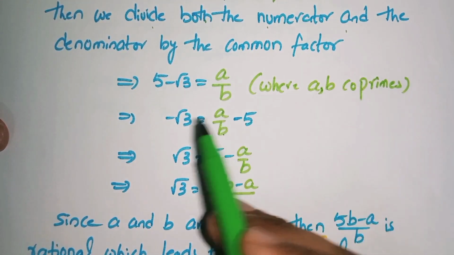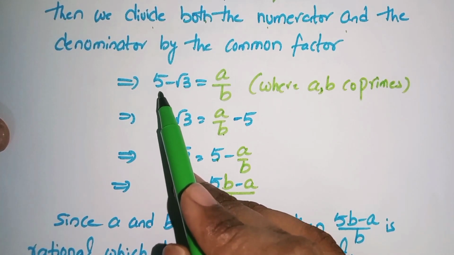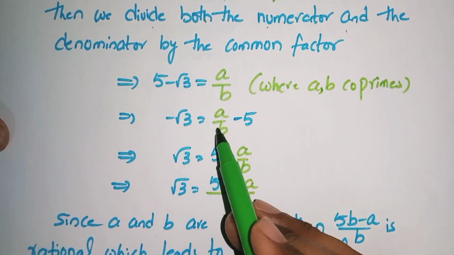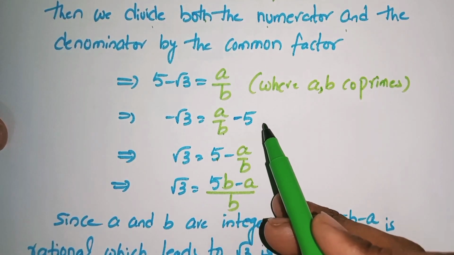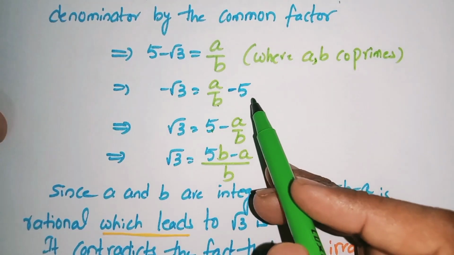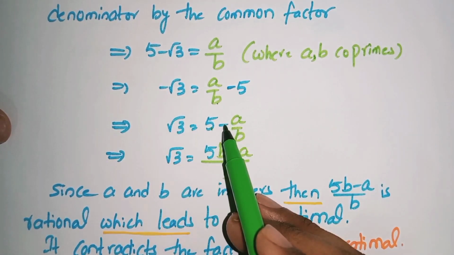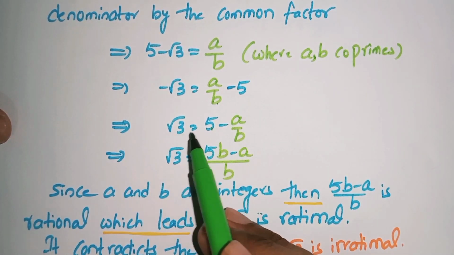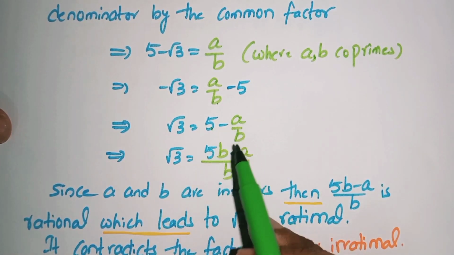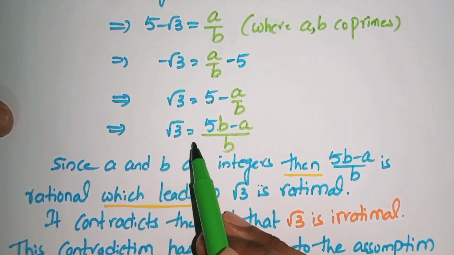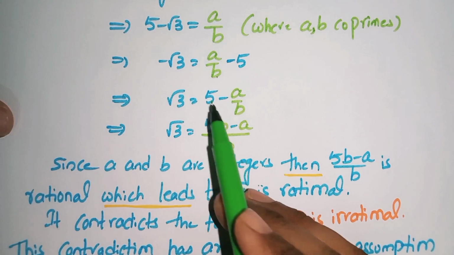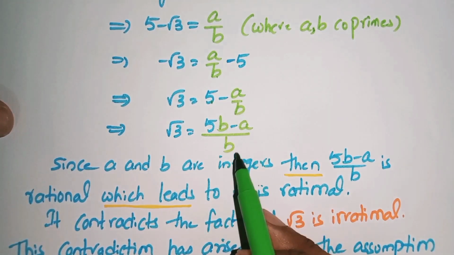Now transpose this 5 to the RHS, that is minus root 3 equal to a by b minus 5. Next, if you multiply both LHS and RHS by minus 1, that is root 3 equal to 5 minus a by b. And next, if you take the LCM, that is root 3 equal to 5b minus a, whole divided by b.